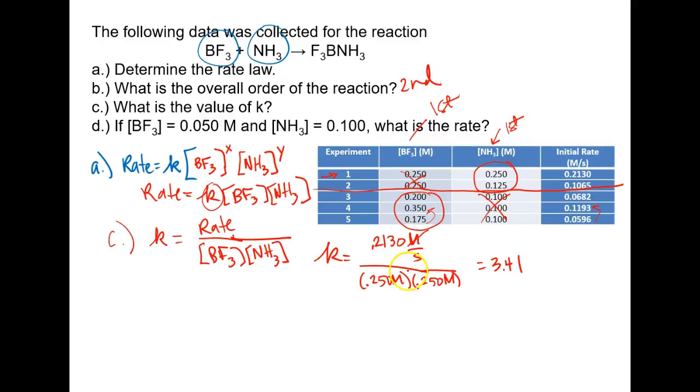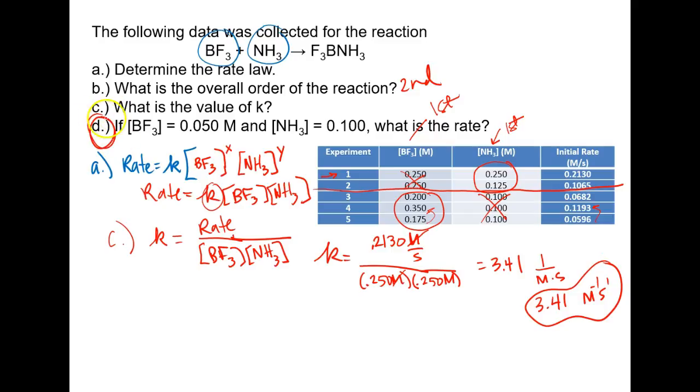Now, this molarity will cancel out one of the 2 molarities, but I should have 1 over molarity times seconds, which sometimes is written as molarity to the minus 1, seconds to the minus 1. So that is the value of my rate constant.